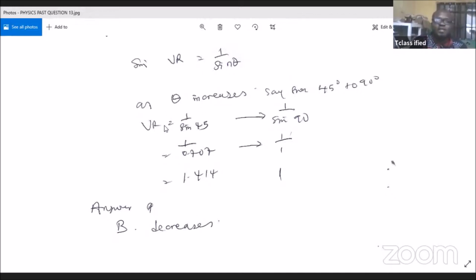So using this formula, VR is equal to 1 over sine 45. And sine 45 is 0.707. So if you solve this out, it will give you 1.41. Or if it is 90, sine 90 is 1, 1 over 1 is 1. So you can see that when you increase theta from 45 to 90, the VR reduces from 1.41 to 1. As you're increasing theta, the VR is decreasing. That makes option B the answer, decreases.